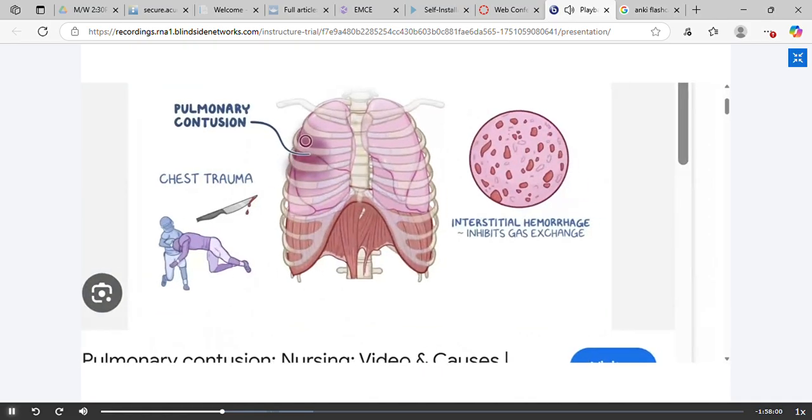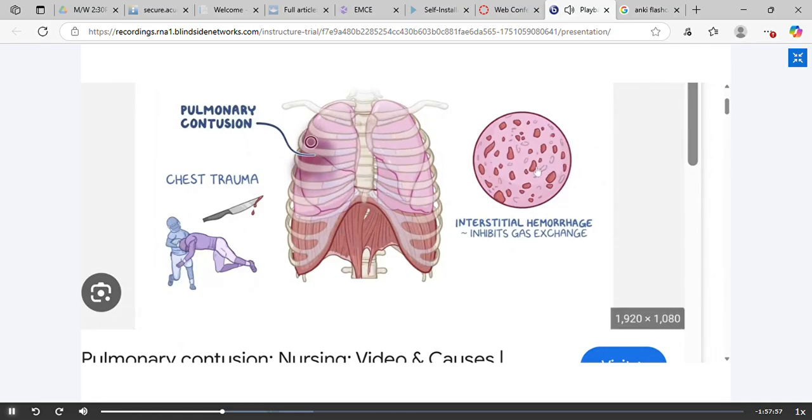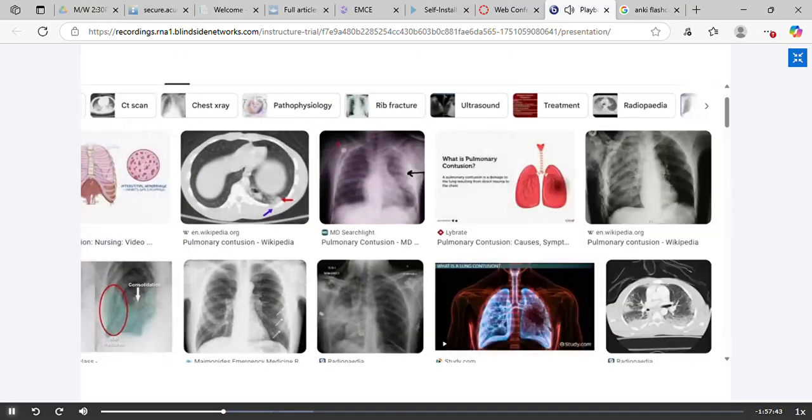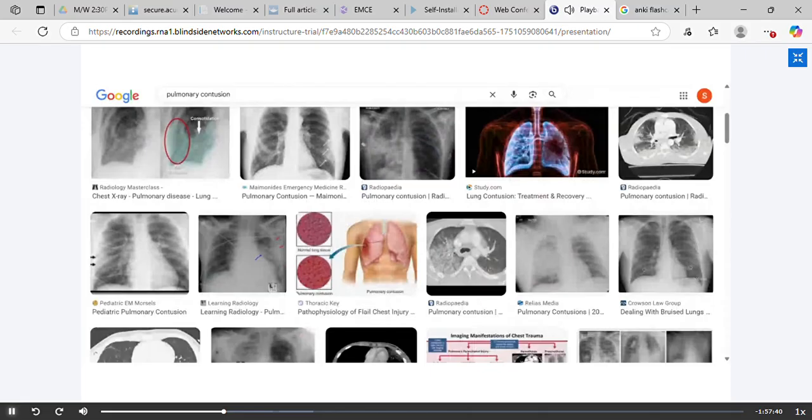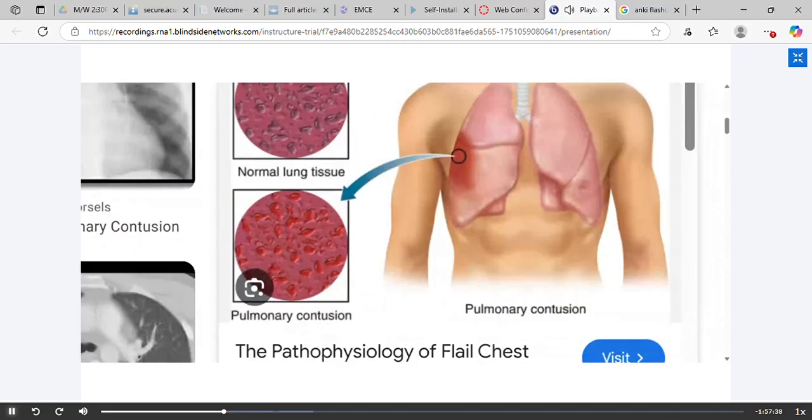Okay. So a little hemorrhaging in between, in and around the lung tissue that will affect the alveoli in that area. Okay. There's another picture I normally look at. This one. This one's pretty good.